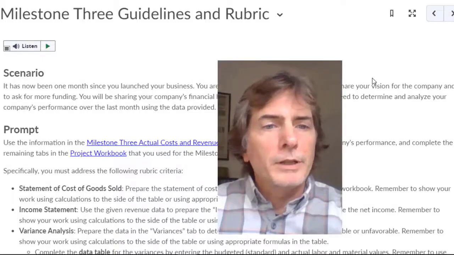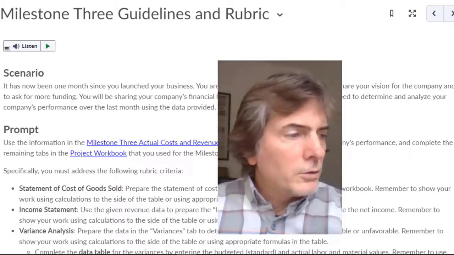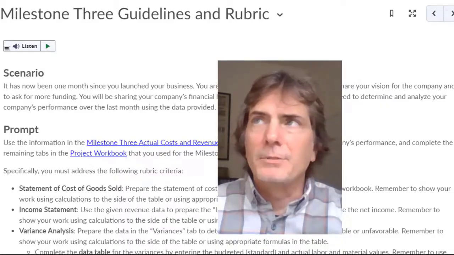Okay, looking at milestone 3, we've already done the statement of cost of goods sold, and now we're going to look at the income statement.